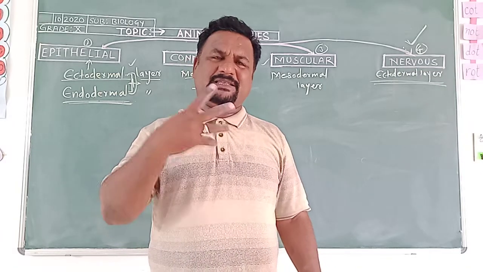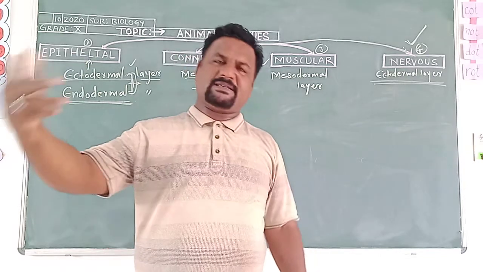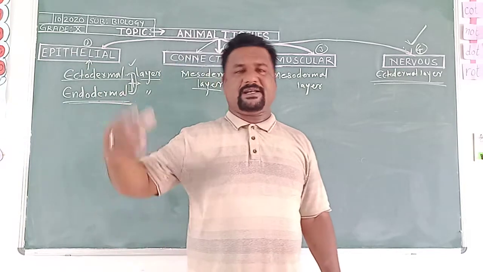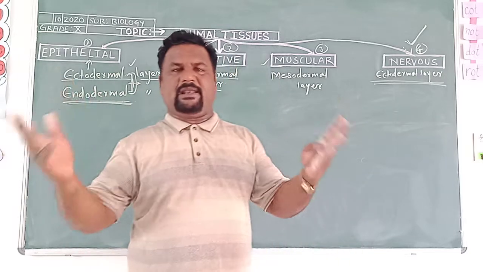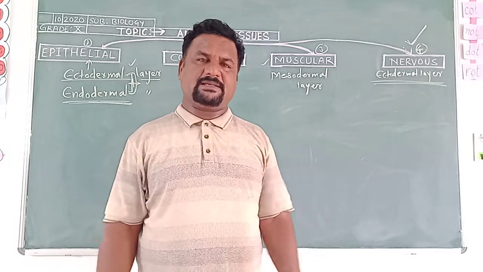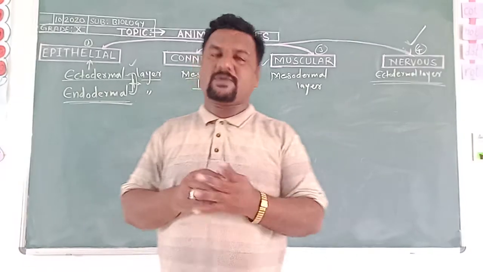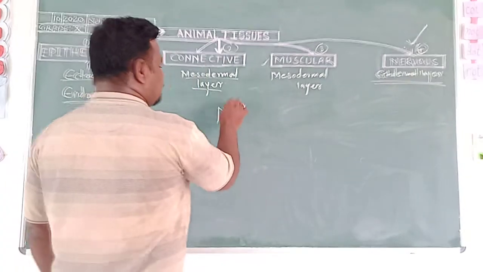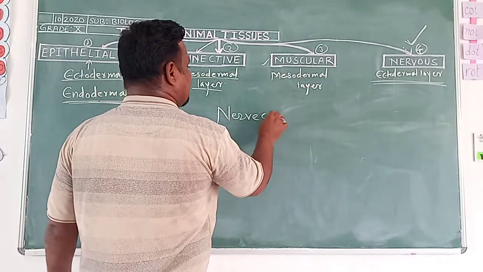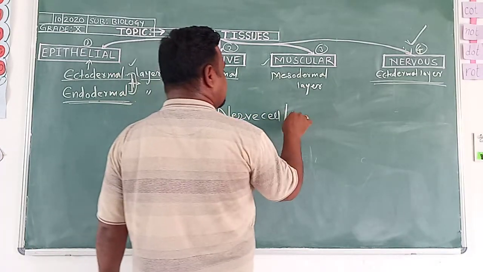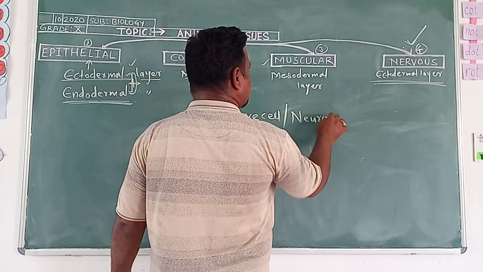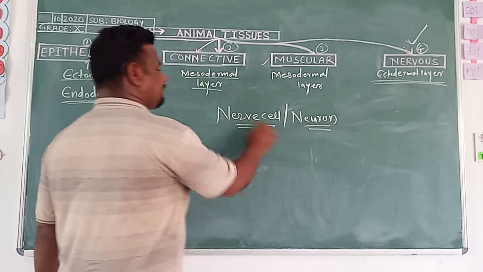For example, cells present in the lungs are alveoli. Cells present in the kidney are nephrons. Cells present in the blood are corpuscles. Cells present in the liver are hepatocytes or hepatic cells. Likewise, cells present in the brain are neurons or nerve cells. What do we call them? Nerve cells, or we can call them neurons. So, neuron is the other name of nerve cell.